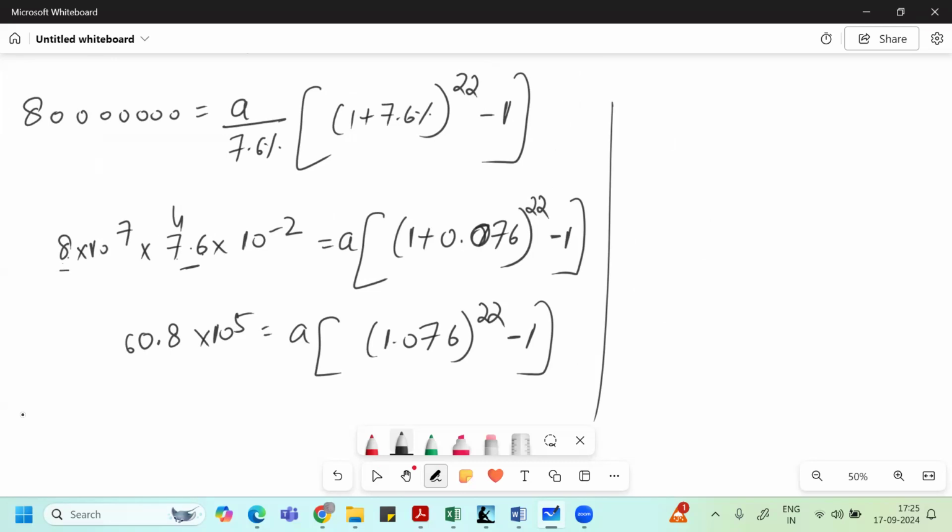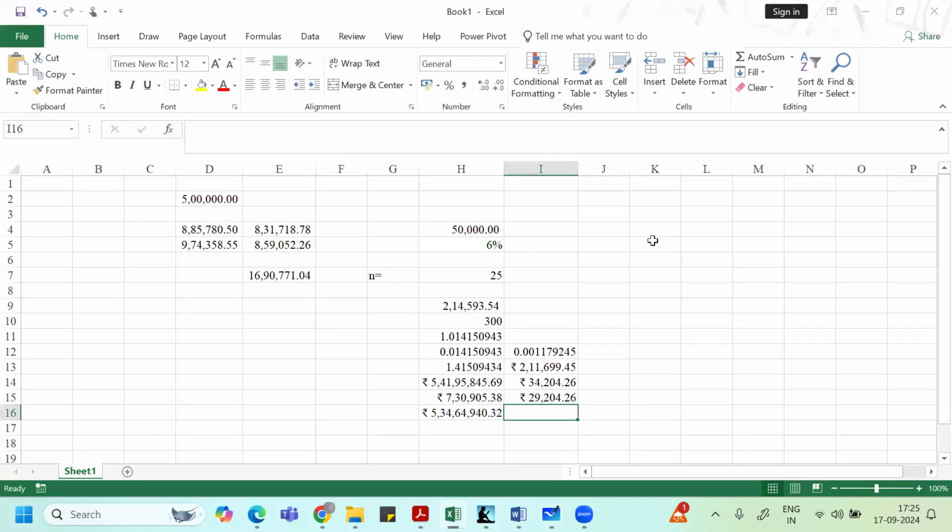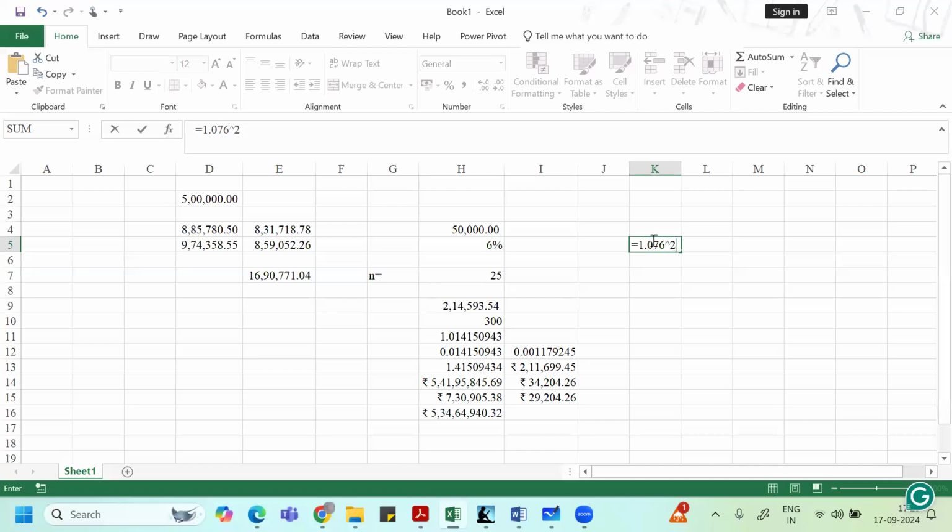In the exam, you will be given a calculator. Calculator means you can use the calculator on the screen, or they have given a replica of Excel, so there you can use it. Okay, so I'm here using Excel: 1.076 to the power 22.